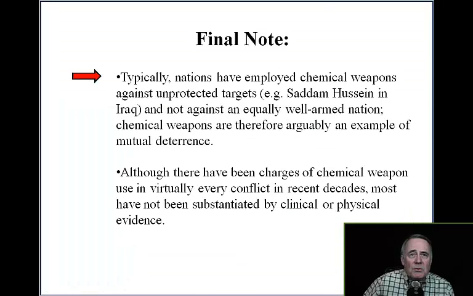Typically, nations have employed chemical weapons against unprotected targets, for example, Saddam Hussein in Iraq, and not against an equally well-armed nation. Chemical weapons are therefore arguably an example of mutual deterrence, although there have been charges of chemical weapon use in virtually every conflict in recent decades. Most have not been substantiated by clinical or physical evidence.